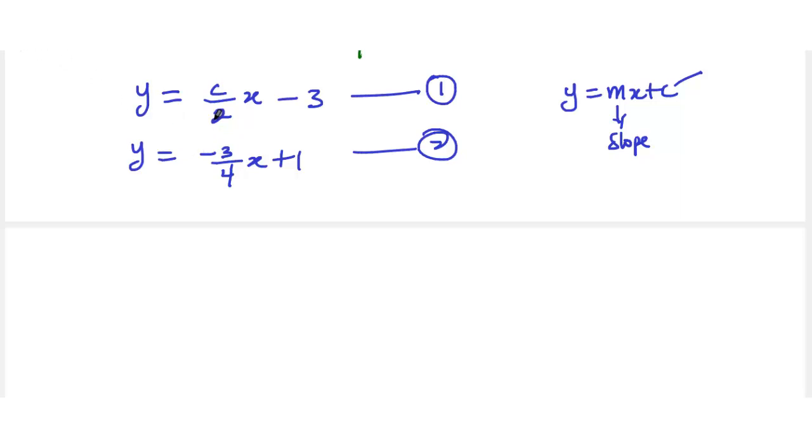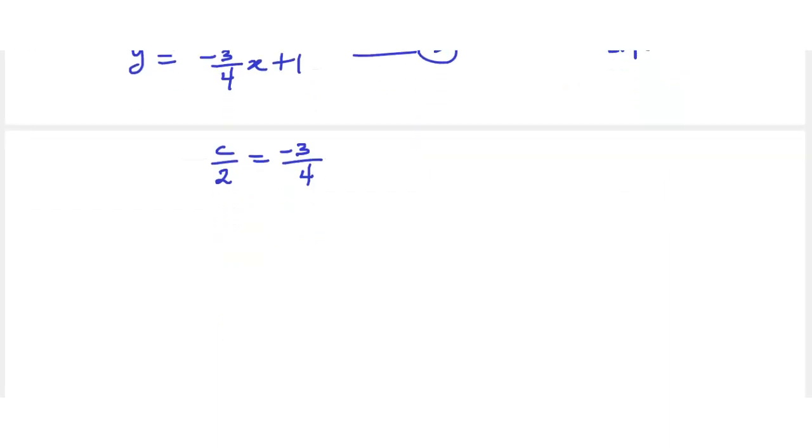So all we just need to do is to equate their slopes. So we now equate c over 2 to minus 3 over 4. If we cross multiply, we have c times 4, that is 4c, is equal to 2 times minus 3, that is minus 6. Divide both sides by the coefficient of c, that is 4. So we have c is equal to minus 6 over 4.